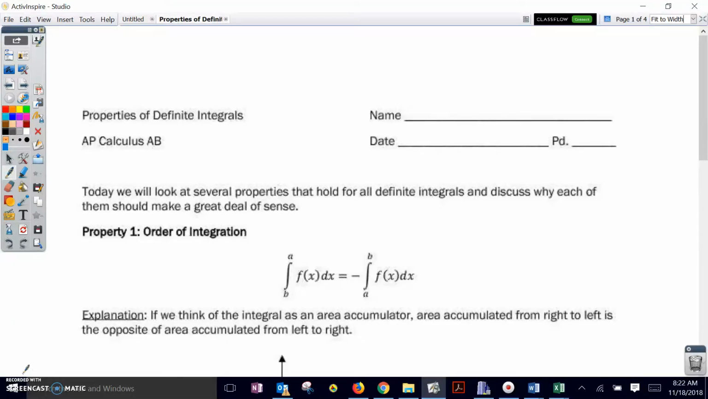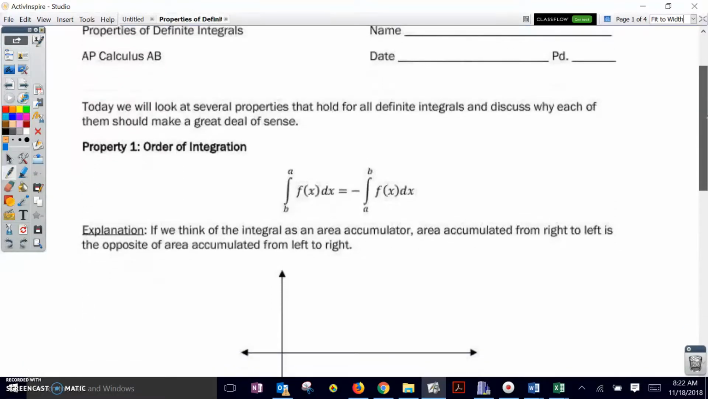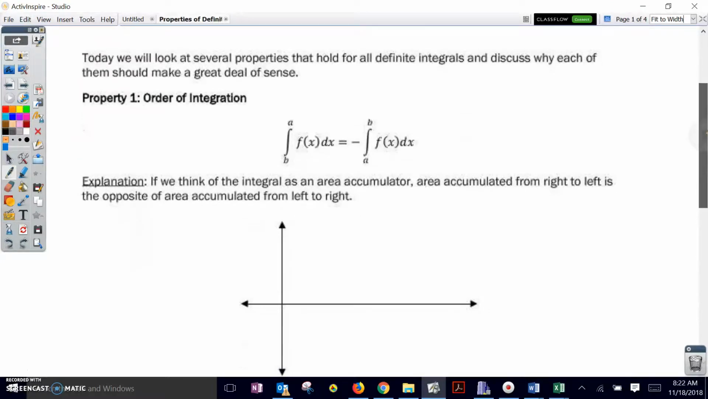Alright everybody, welcome back. In this video we're going to start looking at some properties of definite integrals that we can use to manipulate definite integrals when we encounter them. Our whole discussion of these properties is going to rely on the fact that we consider the definite integral of a positive function to be an area accumulator. And so let's take a look at what that means and the implications that we have based off of that.